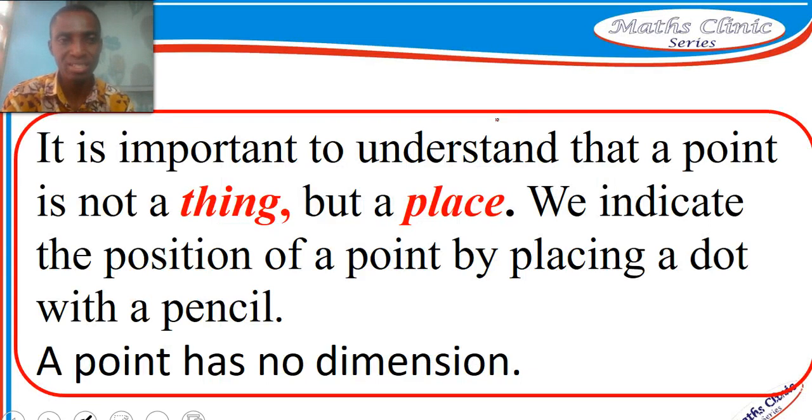So note this: it is important to understand that a point is not a thing but a place. Very important. We indicate the position of a point by placing a dot with a pencil or a pen or anything. And note also that a point has no dimension. Good.